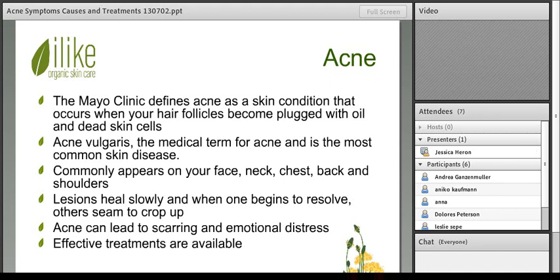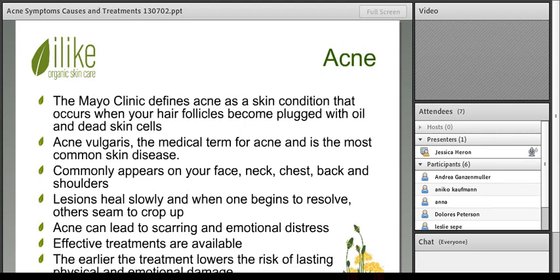We know some of the causes, but we don't really know exactly why acne occurs. We do know what can trigger the condition and what makes it worse. And there are effective treatments available, either through dermatologists, professional doctors, physicians, and also through aesthetics, so seeking out professional estheticians to help treat the condition. And of course, a plethora of different products are out there on the market today that will address those issues as well. But earlier treatment will lower the risk of lasting physical and emotional damage.